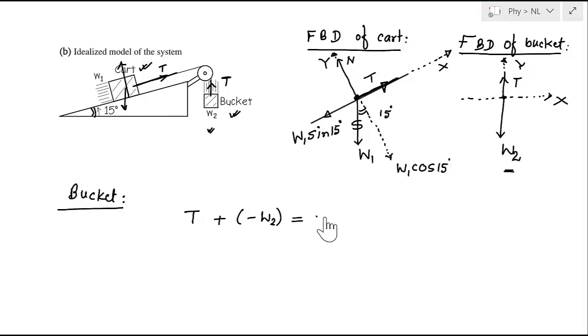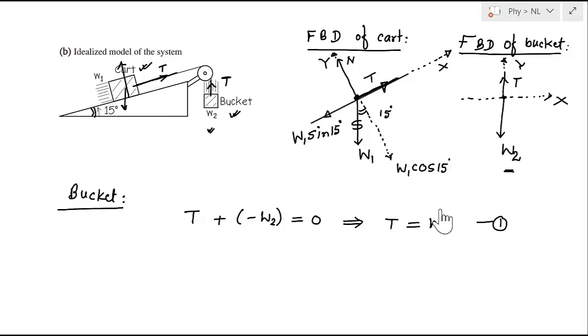And the sum of all the forces is equal to 0 because this system is in equilibrium: it is moving with a constant velocity, the acceleration is 0, and this is basically an equilibrium situation from Newton's first law. So from here I can write T is equal to W2. Let us call this equation 1.